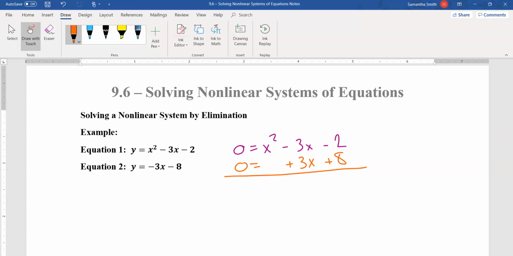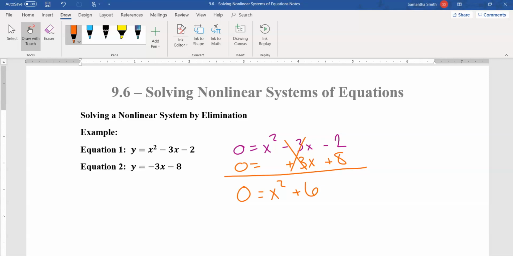All right. So let's actually go ahead and eliminate down. So I'm going to do what it tells me. 0 plus 0 is 0, whatever. X squared stays x squared. Negative 3 plus 3 is, those actually cross out. Negative 2 plus 8 is a positive 6.